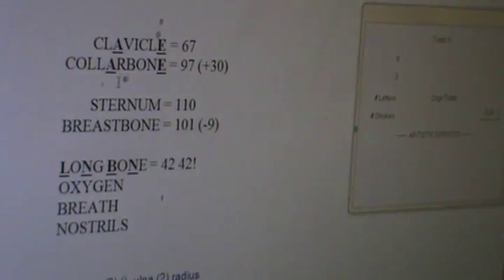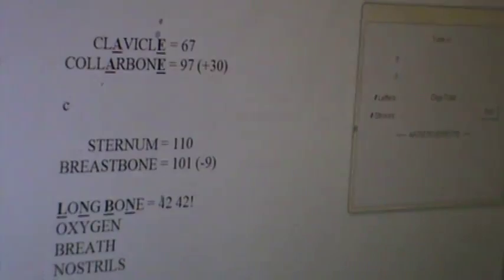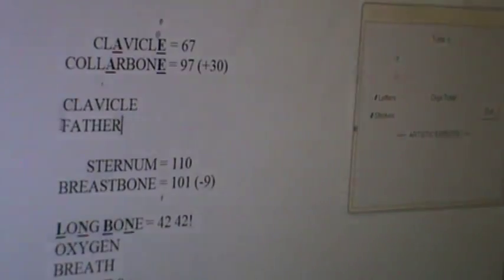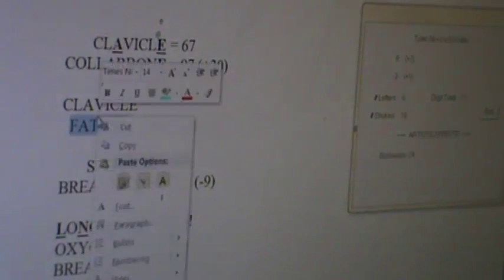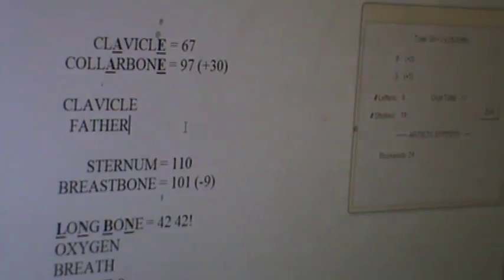So clavicle and collarbone get married to sternum and breastbone. But I believe that clavicle parallels Father, and they differ by 9 exactly. So that is very suggestive. And then collarbone to Father, the fact that you have the A-E as the main vowels in Father in order, just like in collarbone, is very suggestive to me.